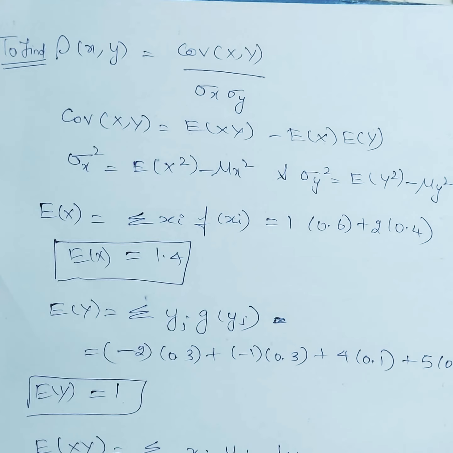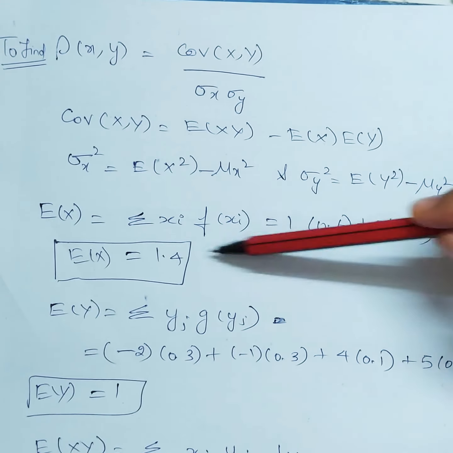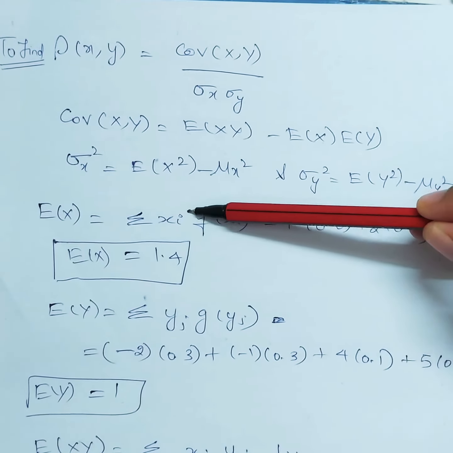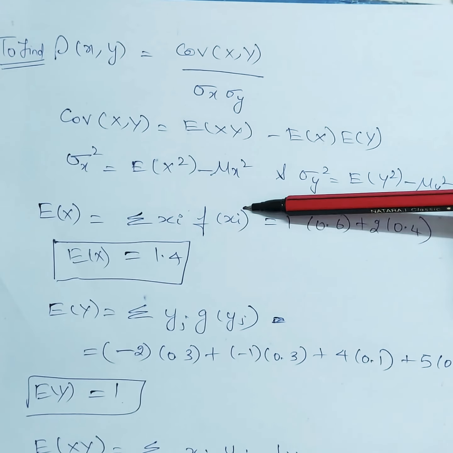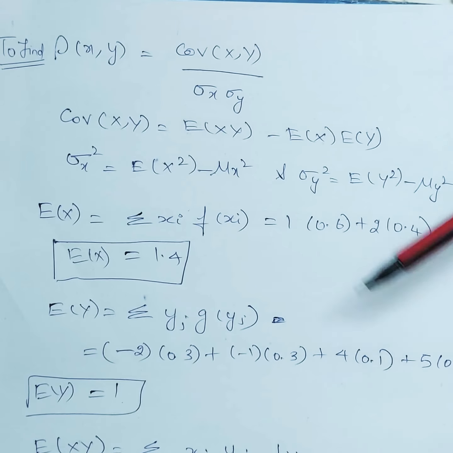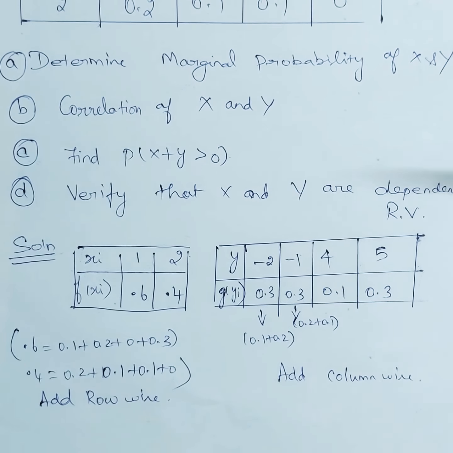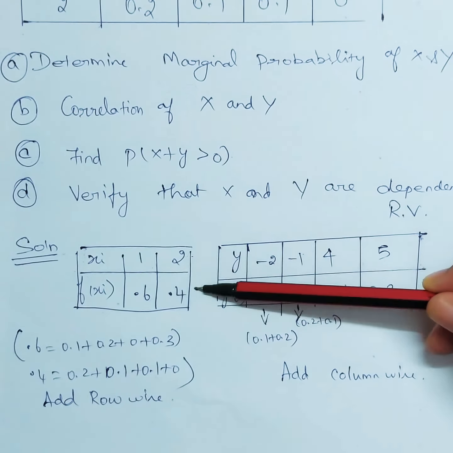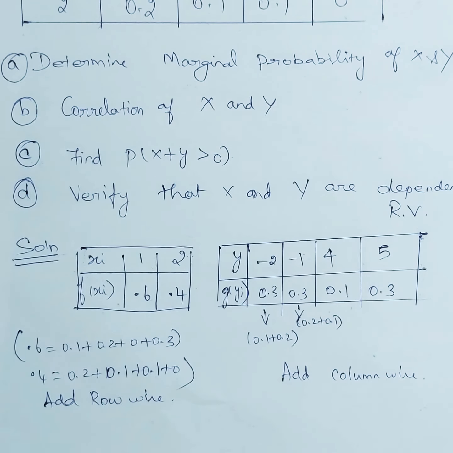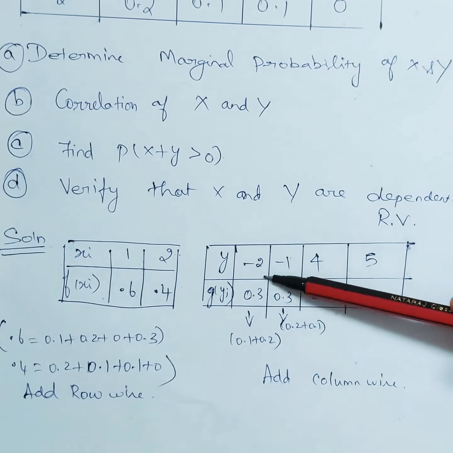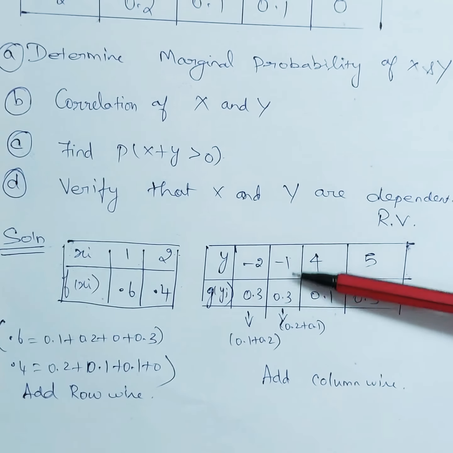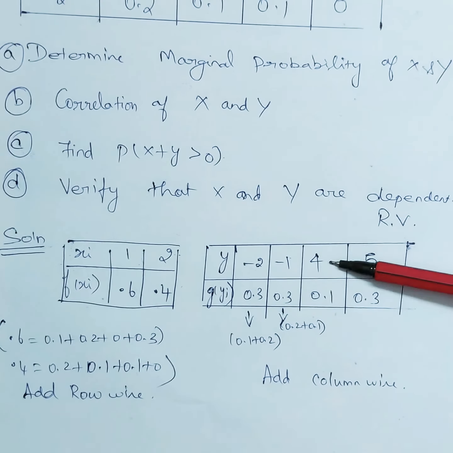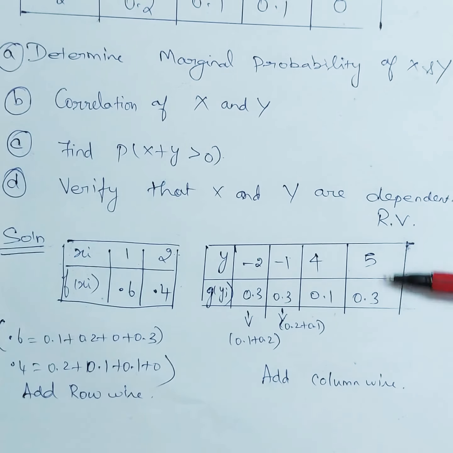So first I have to find expectation of x and expectation of y. To find that, what is the formula? Expectation of x is summation of xi times f of xi. So we have to refer to the individual tabular column, which is there in the previous page. So expectation of x is 1 into 0.6 plus 2 into 0.4. Similarly, expectation of y is -2 into 0.3 plus -1 into 0.3 plus 4 into 0.1 plus 5 into 0.3.